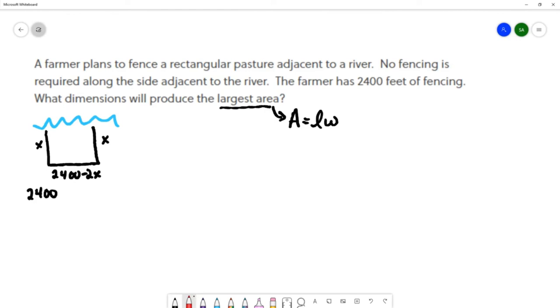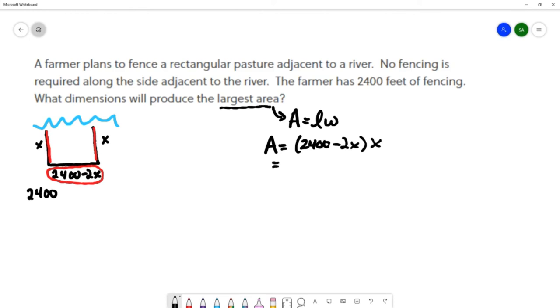So I'm using x and x on these 2 sides. The remaining fencing is going to go on this longer side. So I'll take the total amount of fencing minus the 2 sides. So that's going to allow me to create this area equation to be 2,400 times x. Excuse me, I didn't finish my thought there. 2,400 minus 2x, that's the length, times the width of x.